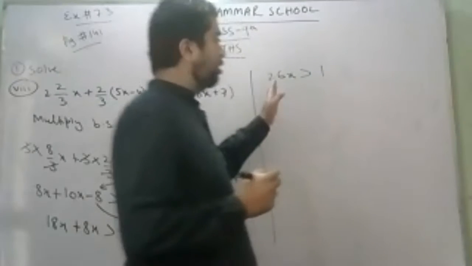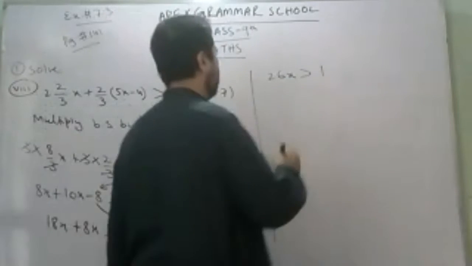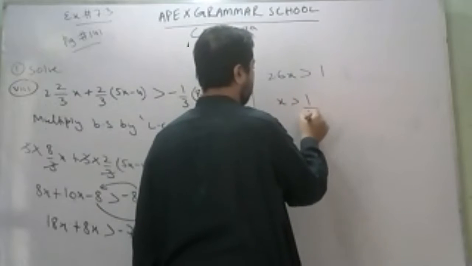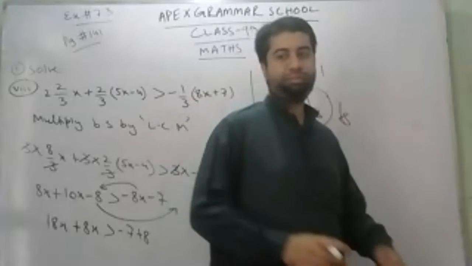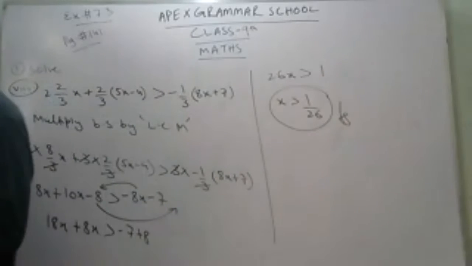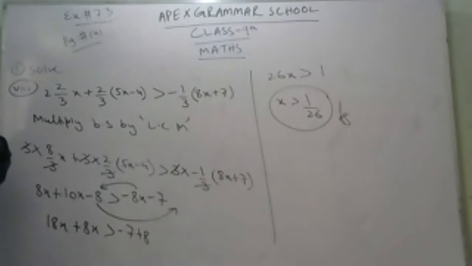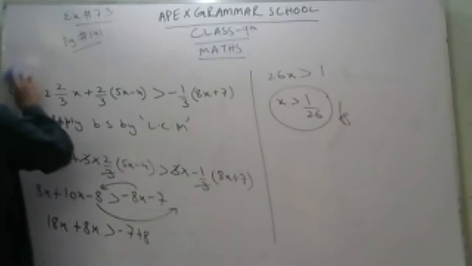So this 26 will divide on the other side, and you have the solution. This was your question number 1 complete. Through this, you can easily understand how to solve inequalities. Now for question number 2.